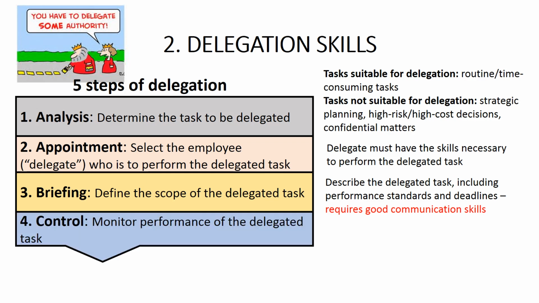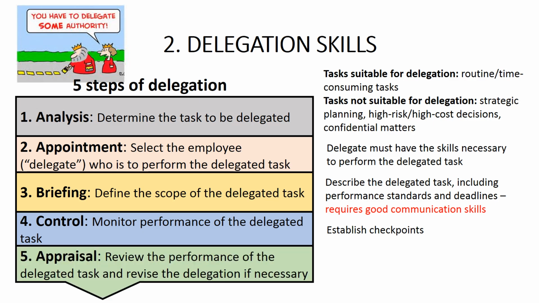The fourth step is for the manager to monitor performance of the delegated task. Even though the manager has delegated the task, it doesn't mean that the manager can just wash their hands of responsibility for the performance of the task. And what this means is that the manager needs to establish checkpoints, that is, points along the way when they will check on how the delegate is going in performing their delegated task.